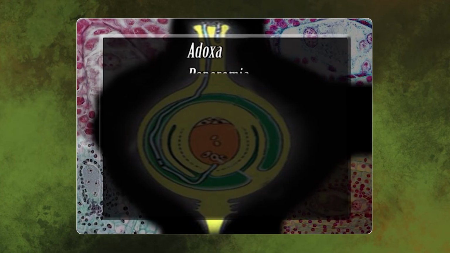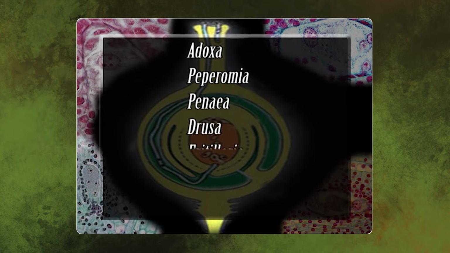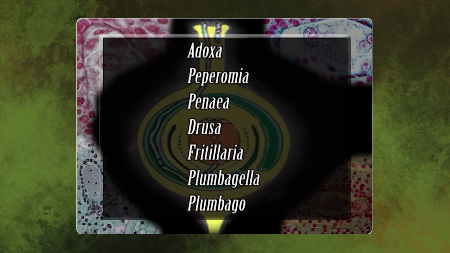Much variability has been observed in the nuclear behavior of the tetrasporic embryo sacs. Based on the number of post-meiotic mitoses, the number of groups of nuclei in the mature gametophyte and the presence or absence of nuclear fusion during the development, Maheshwari recognized 7 principal types of tetrasporic embryo sacs, namely Adoxa, Peperomia, Penaea, Drusa, Fritillaria, Plumbagella and Plumbago.